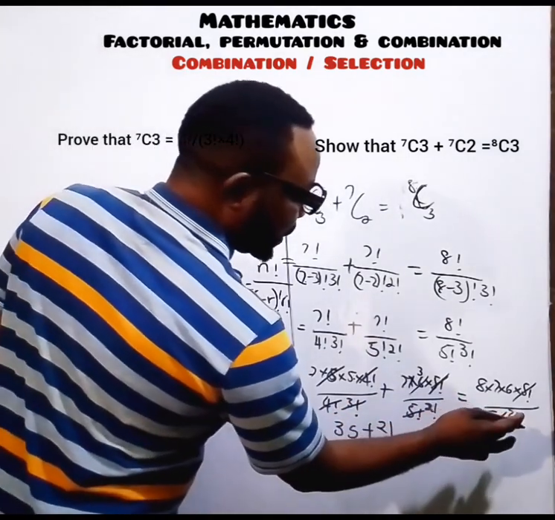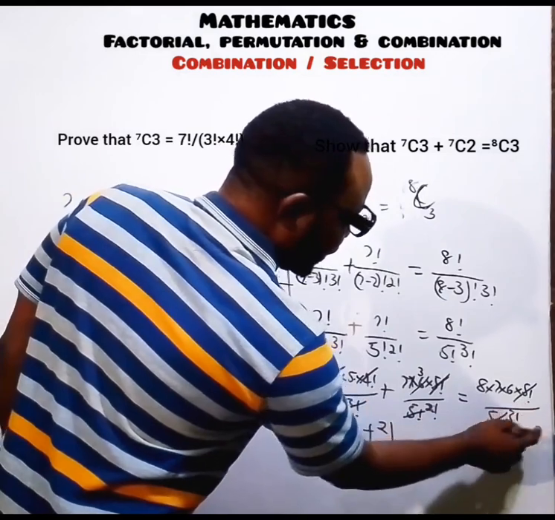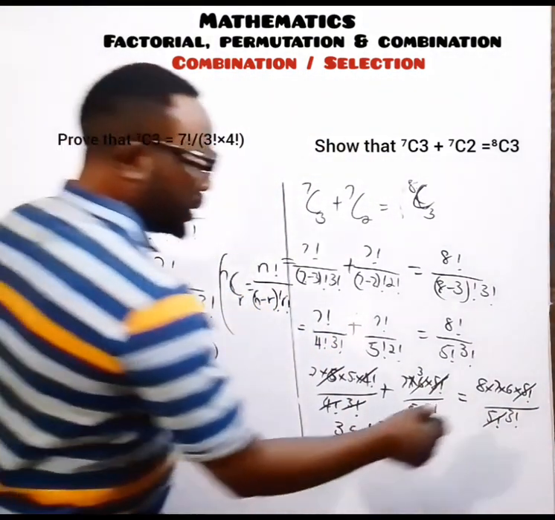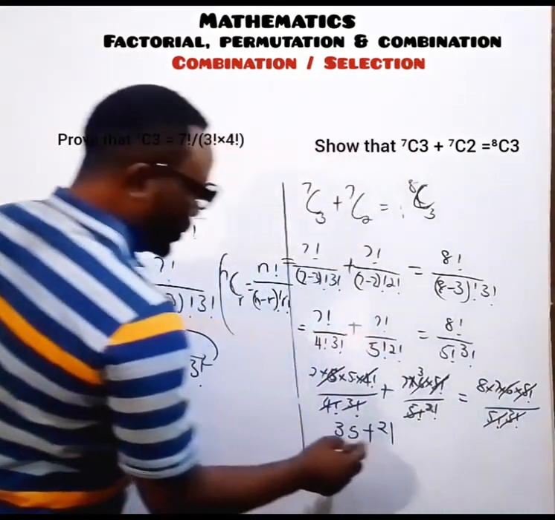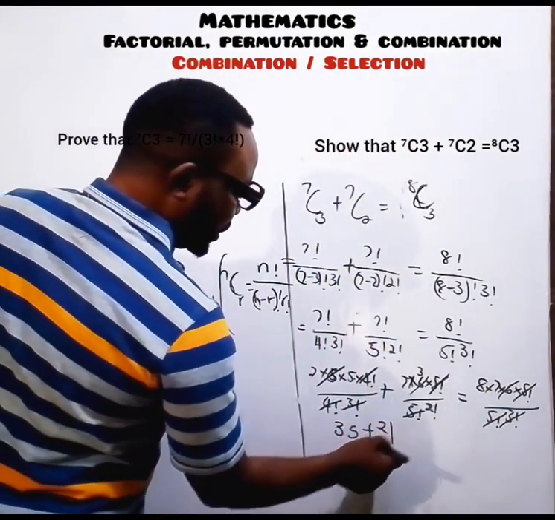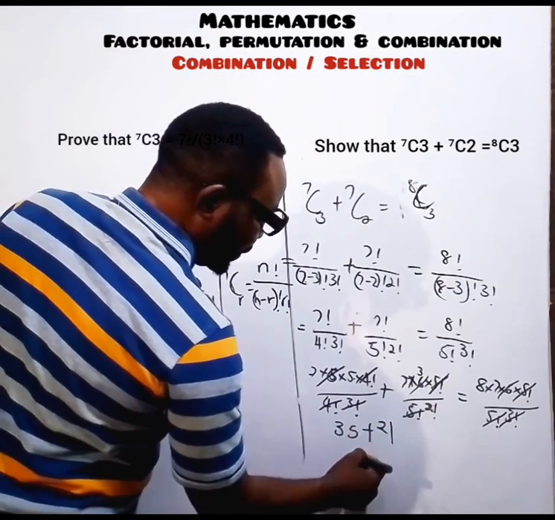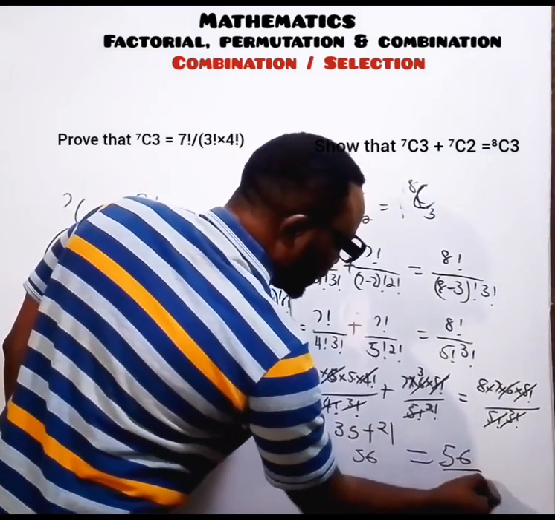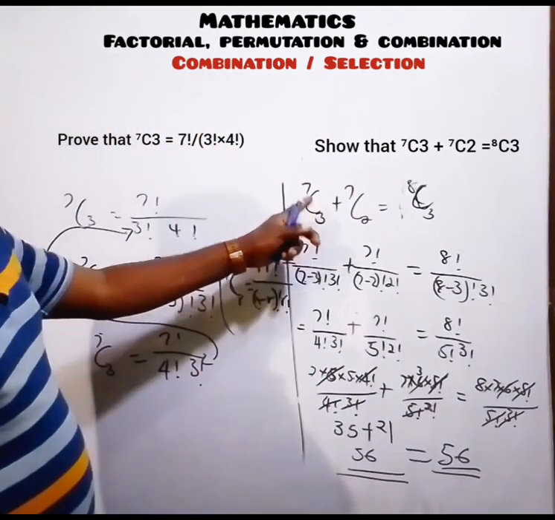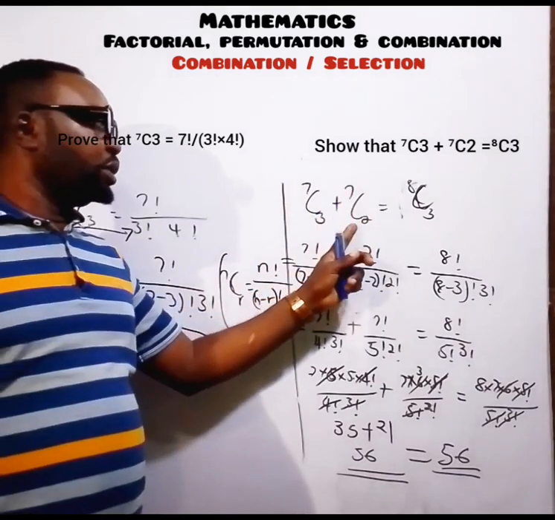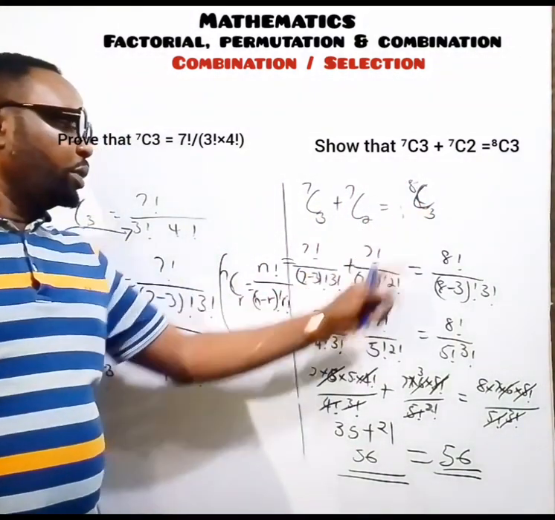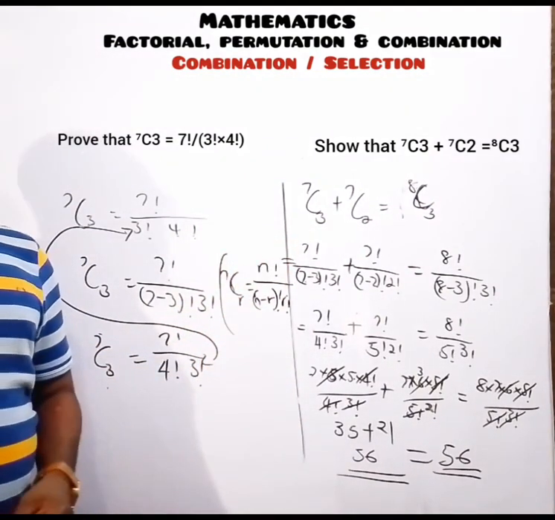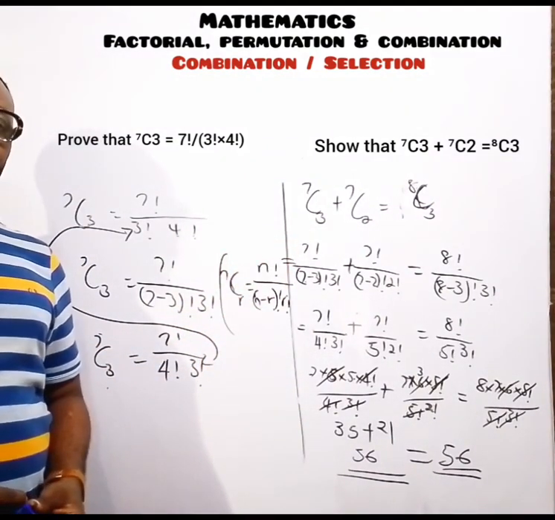21. Then we have here 3 factorial, which is as well equal to 3 times 2 times 1. That is 6. It cuts this. So we have 35 plus 21, that will give us 56, which is equal to 8 times 7, which is 56. So it has been proven that 7 combination 3 plus 7 combination 2 is equal to 8 combination 3. That is very, very clear, proven. Stay tuned for the next question.